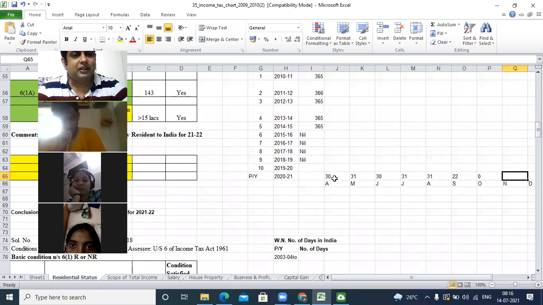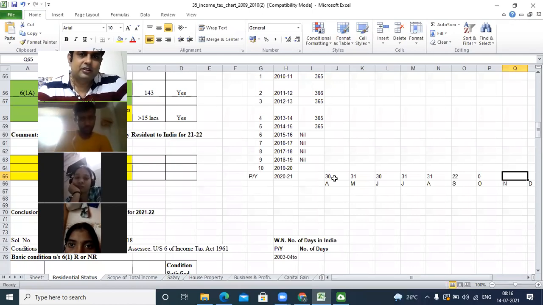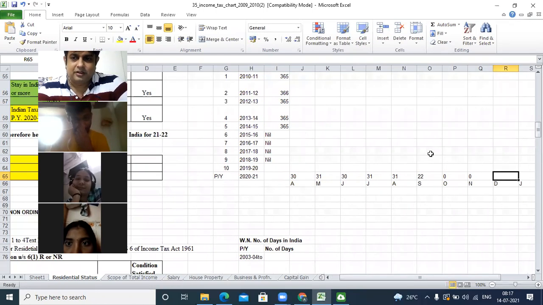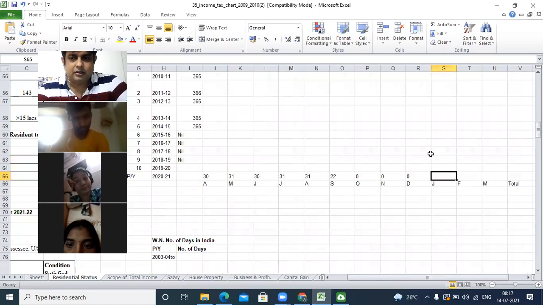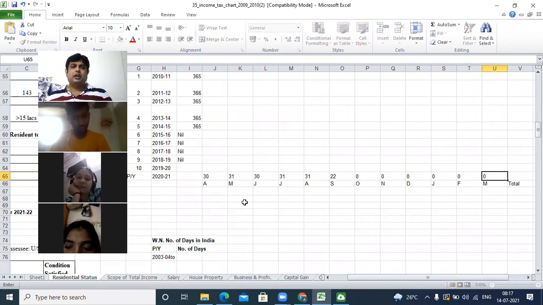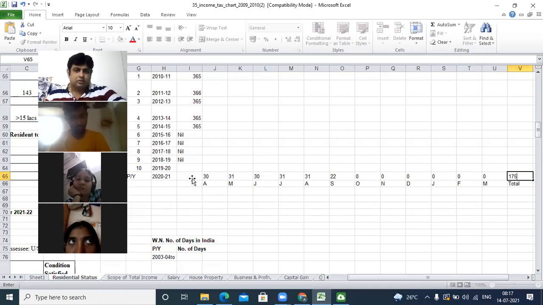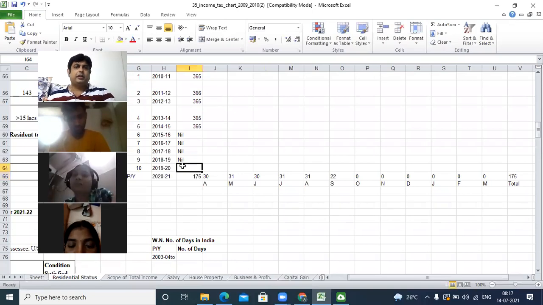Yes or no? If he has left India, then he is not in India anymore. Then how can you say otherwise? Are you getting it, Sachin? November, how many days? 0. December, 0. January, 0. February, 0. March, 0. So how many days in India during the previous year? 175. What about 2019-20? How many days?